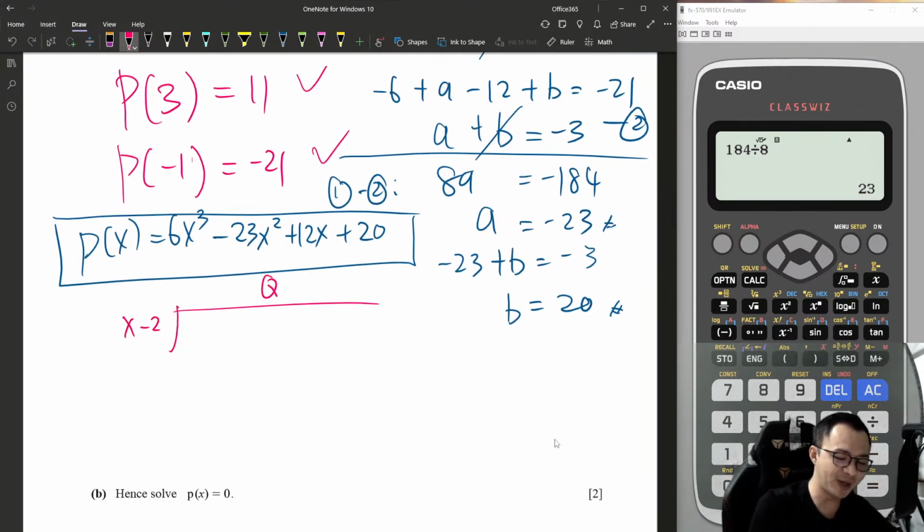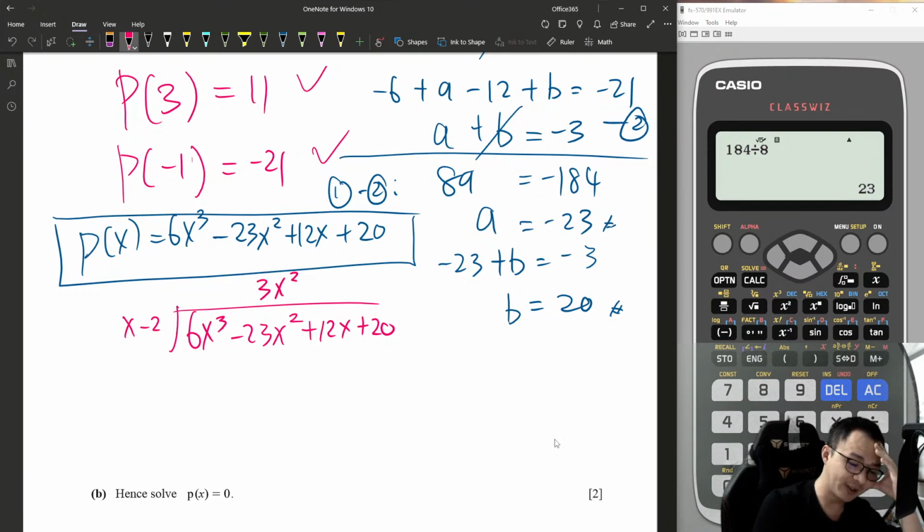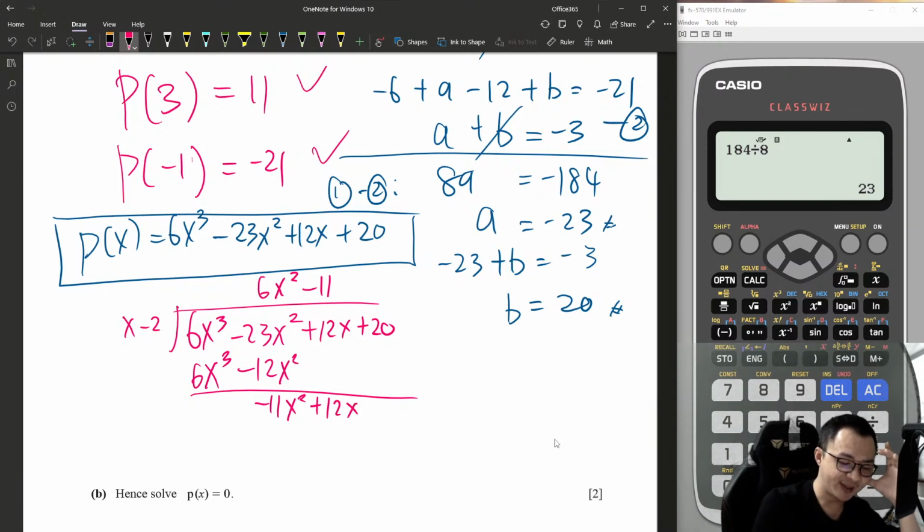Divide by x minus 2. So qx will be my answer here. So this one will be something like this. Okay, so let's divide to find out what my qx is. I want to get 6x cubed, so this one should be 3x squared. This is 6x squared. 6x cubed minus 12x squared. Negative 11x squared plus 12x minus 11x, negative 11x squared plus 22x. So minus 10x plus 20, negative 10, minus 10x plus 20.